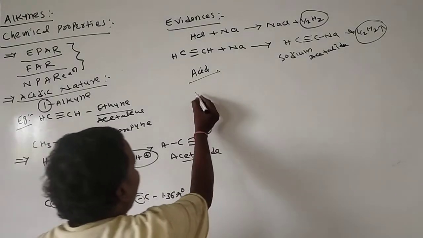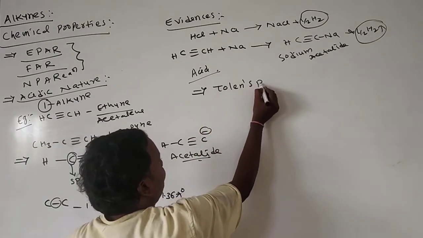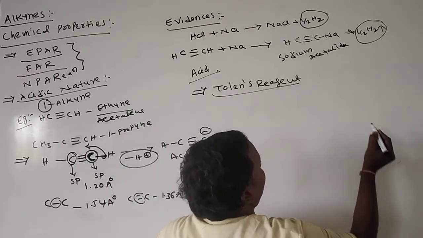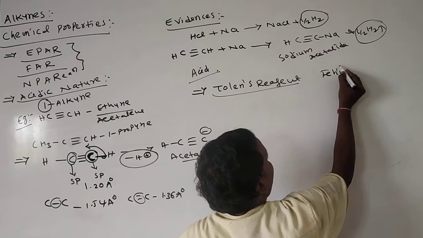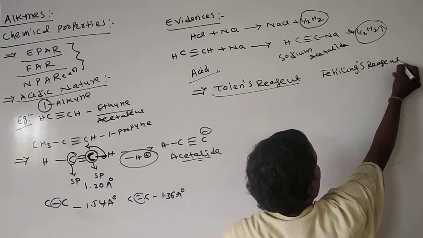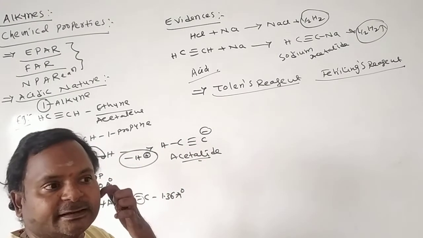And one more thing, it easily reacts with the Tollens reagent. We'll see in continuation what the Tollens reagent means. It easily reacts with Fehling's reagent also. What are the Tollens reagent and Fehling's reagent?